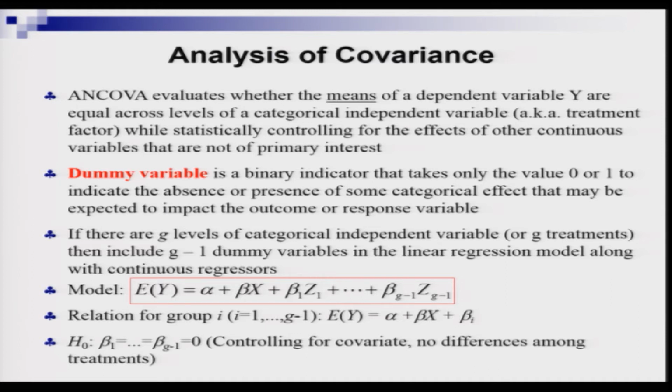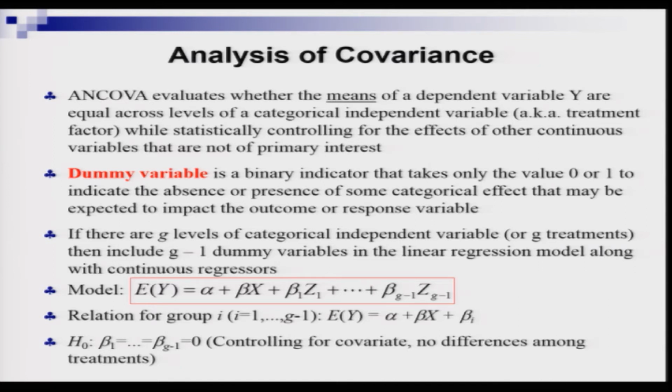So, here you note that as I was saying that if there are g levels of categorical independent variable, we have to throw g minus 1 dummy variables in the regression model, and that is what we are doing in this model that you see in the red box. So, you see I have added z1, z2 to z g minus 1 dummy variables, and the corresponding coefficients are beta 1, beta 2 to beta g minus 1.